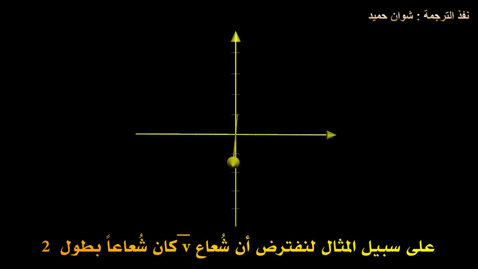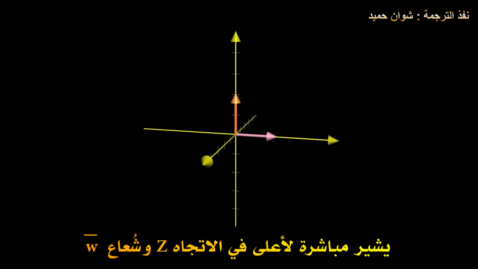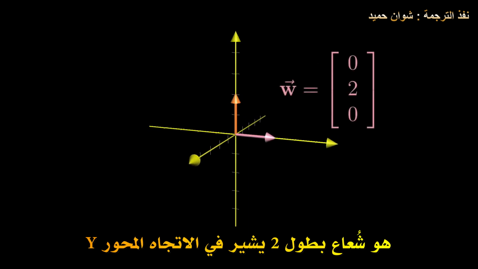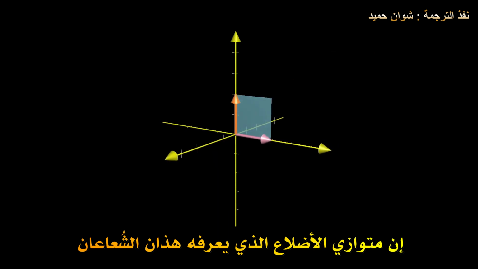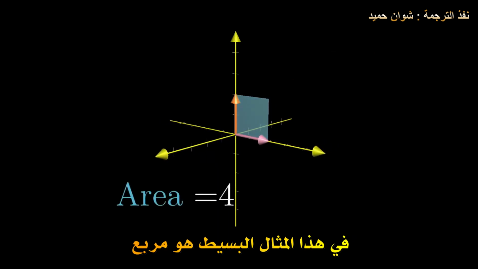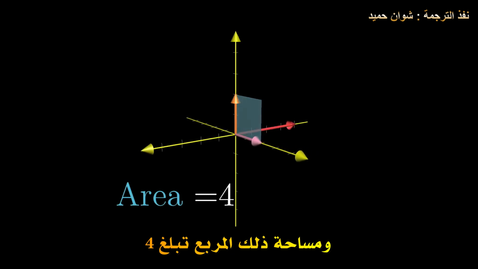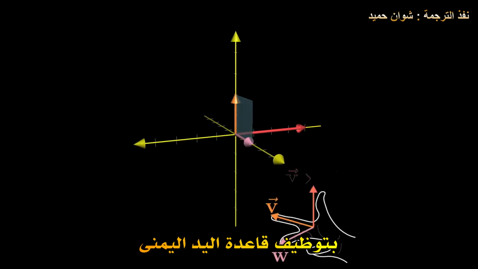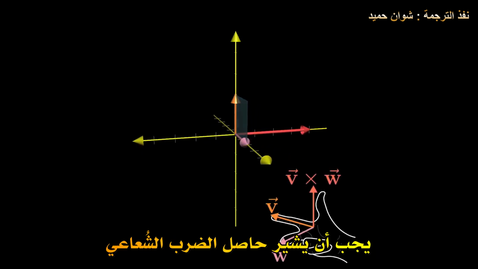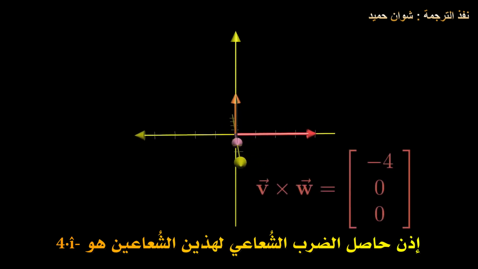For example, let's say that v was a vector with length 2 pointing straight up in the z direction, and w is a vector with length 2 pointing in the pure y direction. The parallelogram that they define in this simple example is actually a square, since they're perpendicular and have the same length, and the area of that square is 4. So their cross product should be a vector with length 4. Using the right-hand rule, their cross product should point in the negative x direction. So the cross product of these two vectors is negative 4 times i hat.